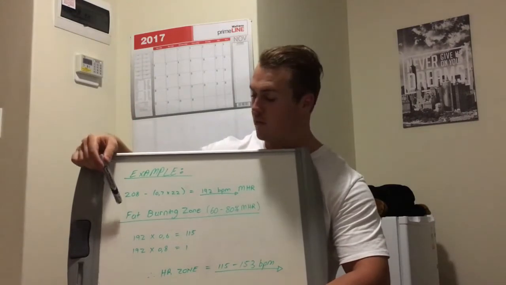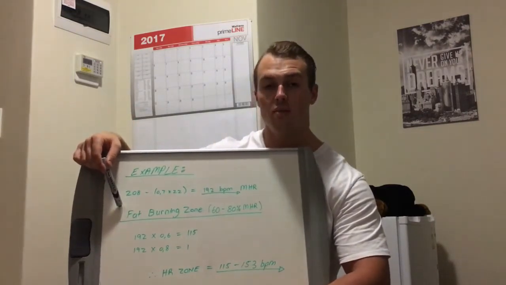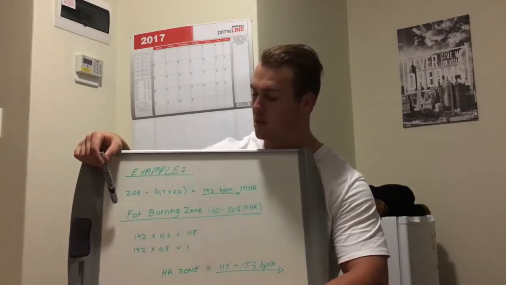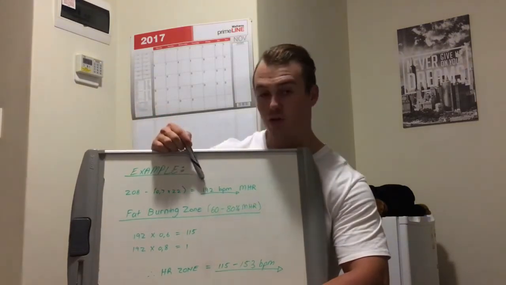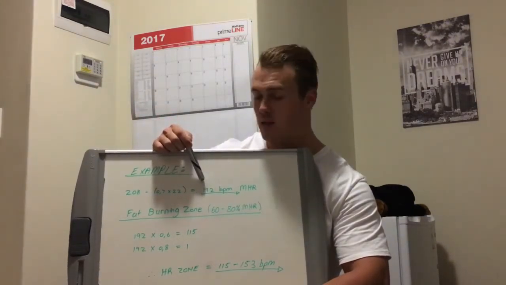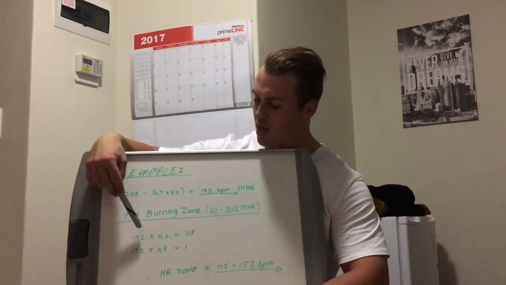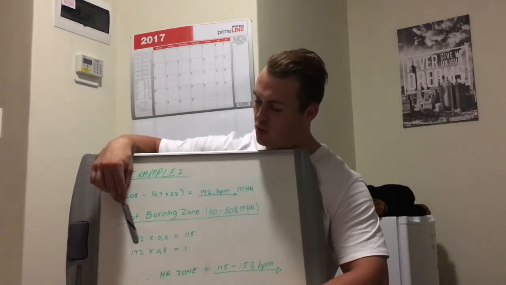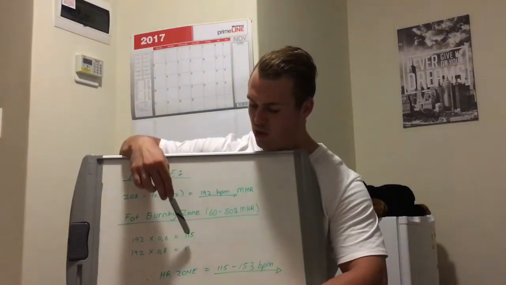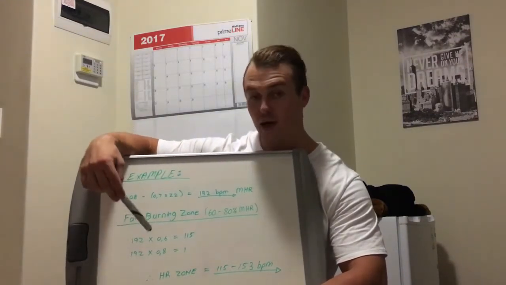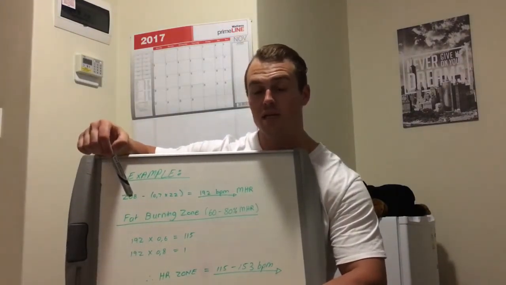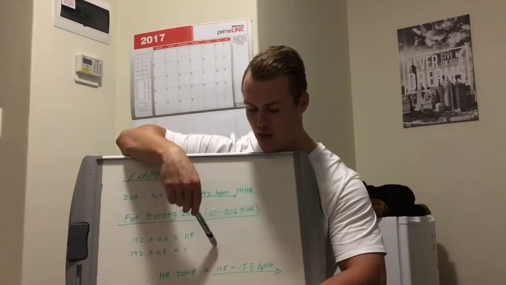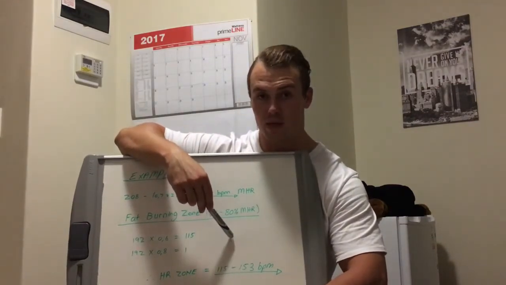Now, how do I calculate my fat burning zone? Basically, your fat burning zone is between 60 to 80% of your maximum heart rate. So you take this 192 beats per minute that you calculated, and you take 192 times 0.6, that'll give me 115, and then you take 192 times 0.8, and that gives me 153. Therefore, my heart rate zone in which I will be using fatty acids predominantly as my energy source is between 115 and 153 beats per minute.